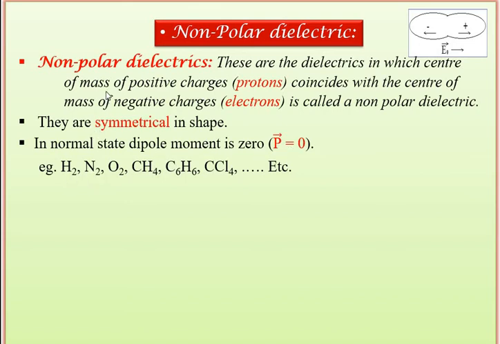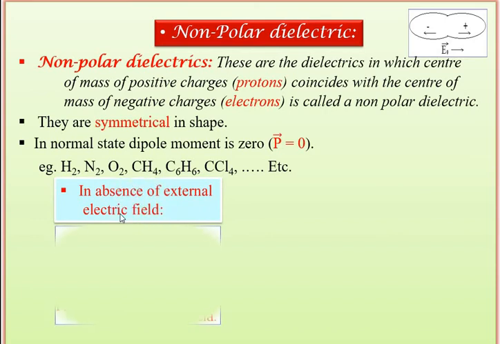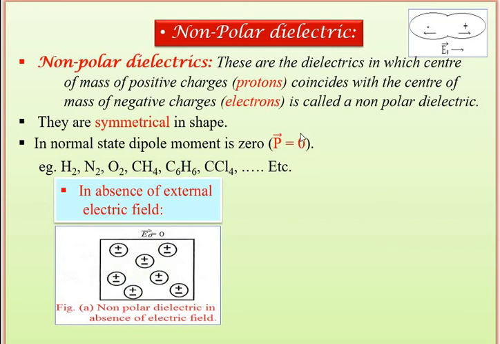The examples for the non-polar dielectrics are H2, N2, O2, CH4, C6H6, that is benzene, CCl4, etc. In the absence of the external electric field, the centers of positive charge and negative charge coincide. When the external electric field is equal to 0, the centers of positive and negative charges coincide, and due to this the dipole moment is equal to 0.